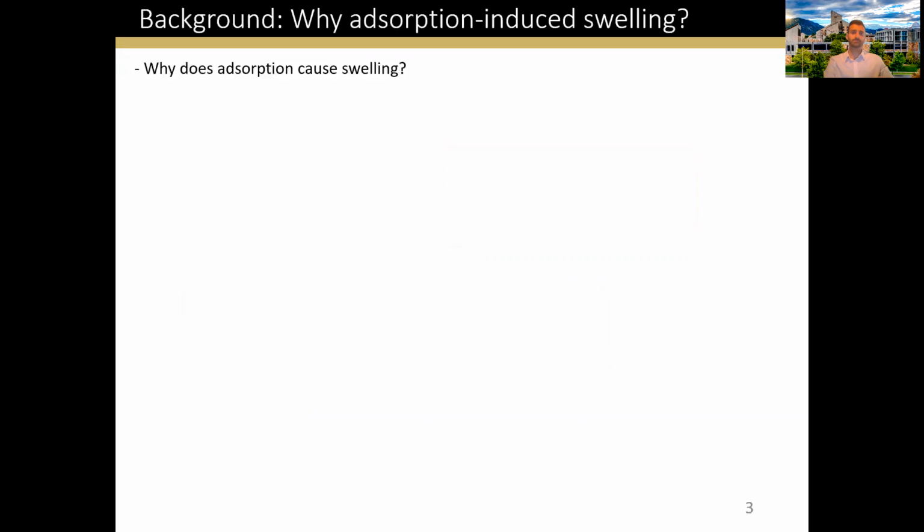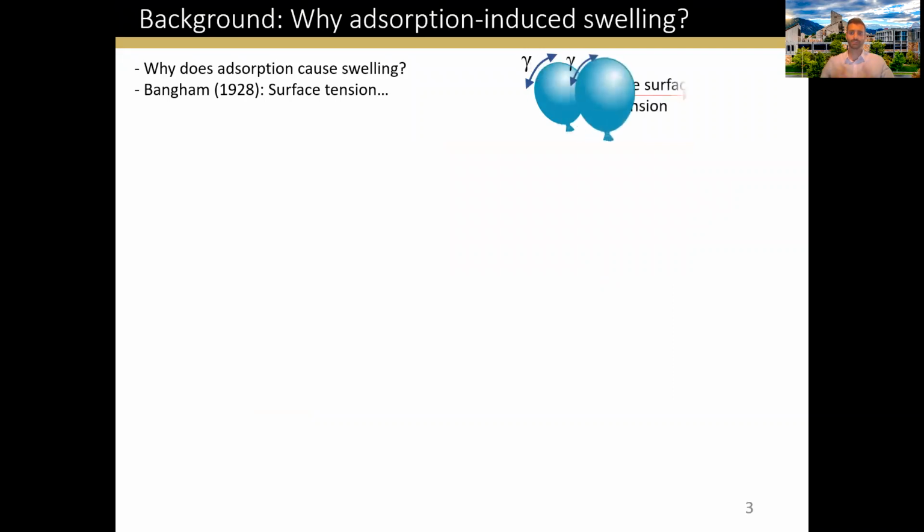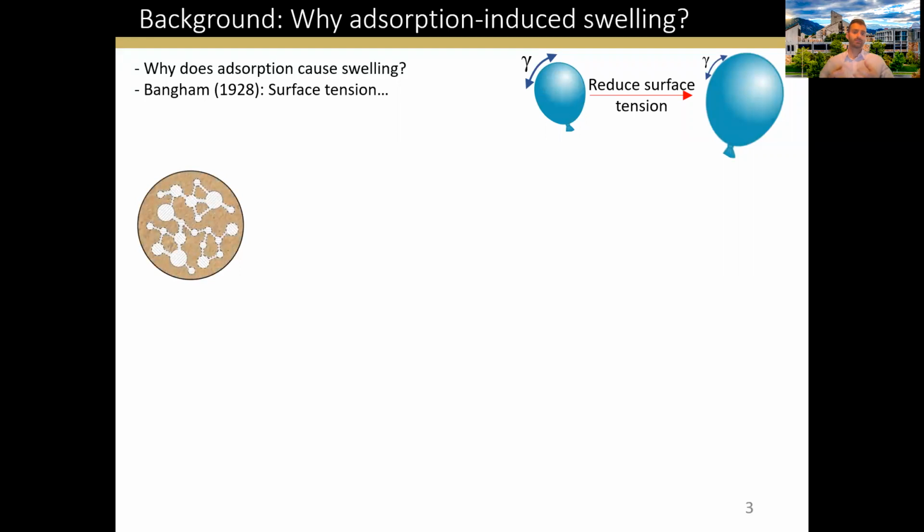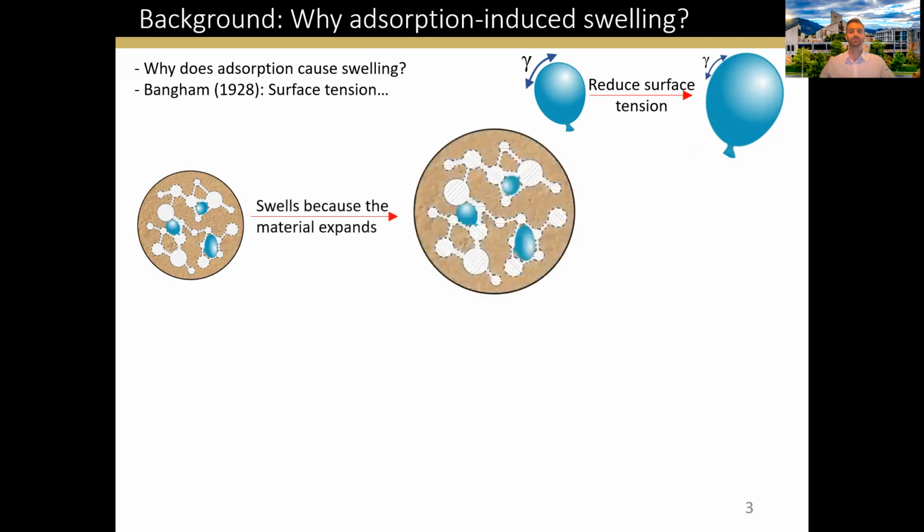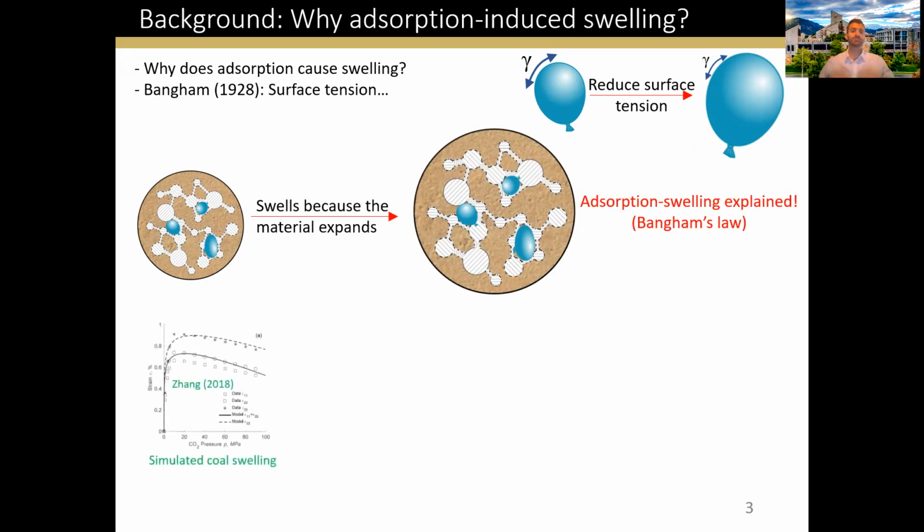Partially, yes. Bangham attributes adsorption swelling to surface tension. Consider a balloon with surface tension gamma acting on its surface. What happens if gamma is reduced? The balloon is allowed to expand. Now consider this porous material. Think of the pore walls as balloons encapsulating the material inside. Bangham explains that as adsorption takes place, the surface tension on the pore walls is reduced, thus allowing the material to swell. This concept has been used to predict quantitatively the adsorption swelling experimental data.